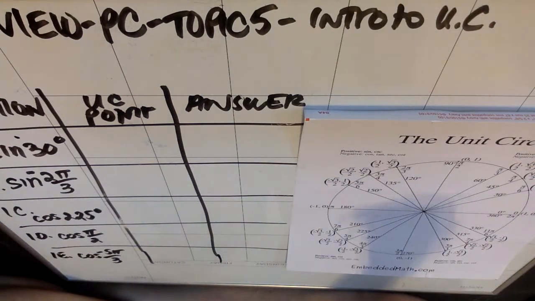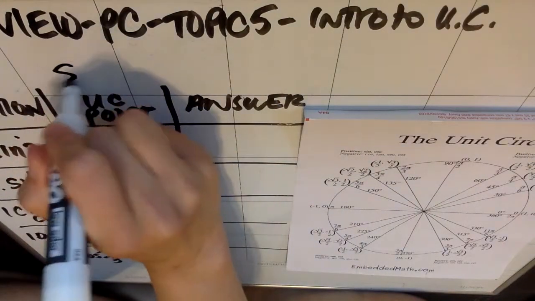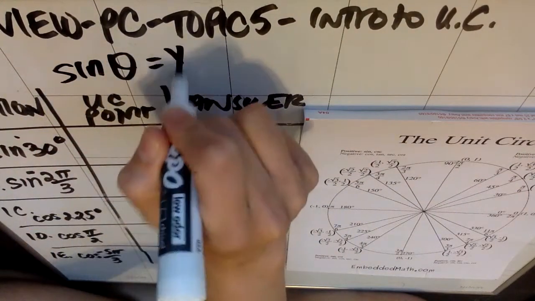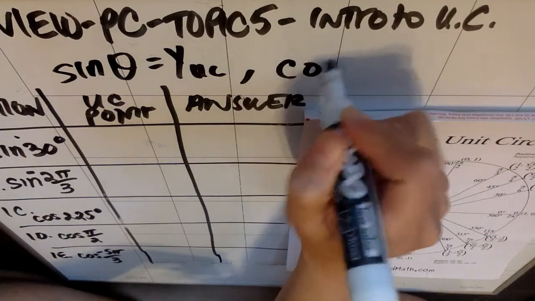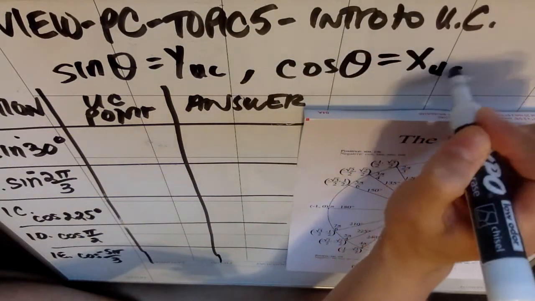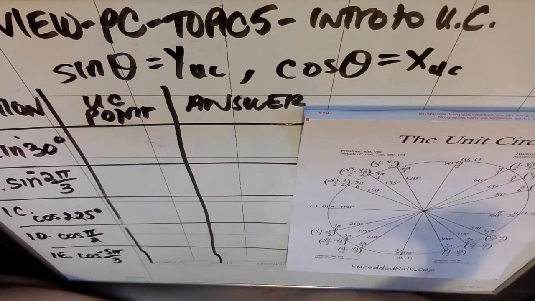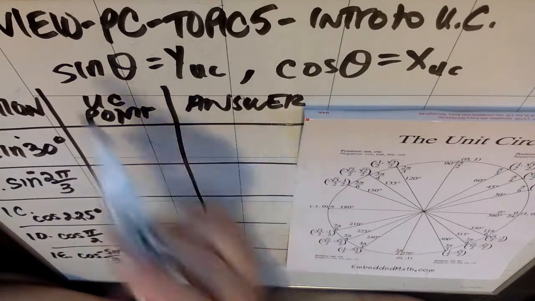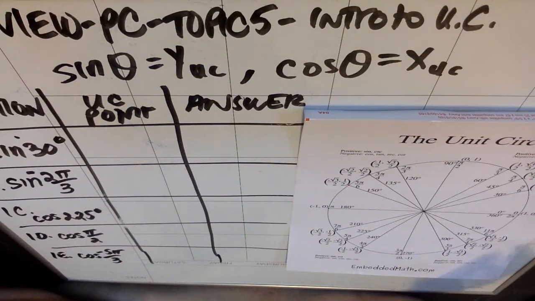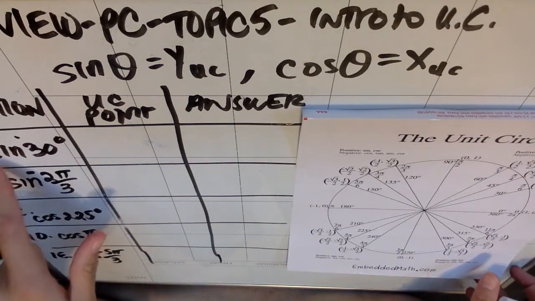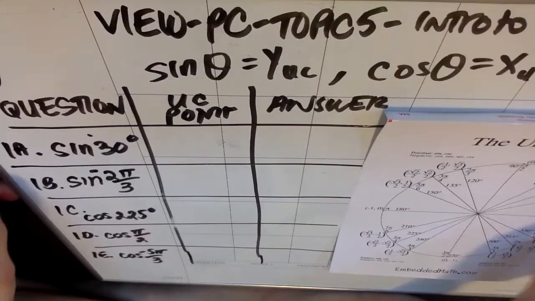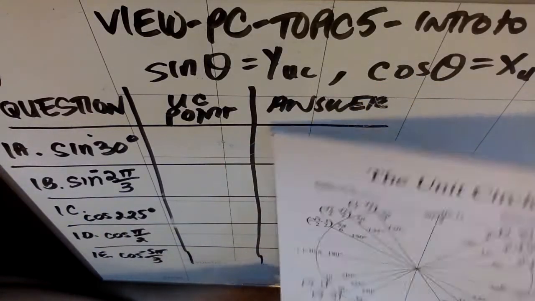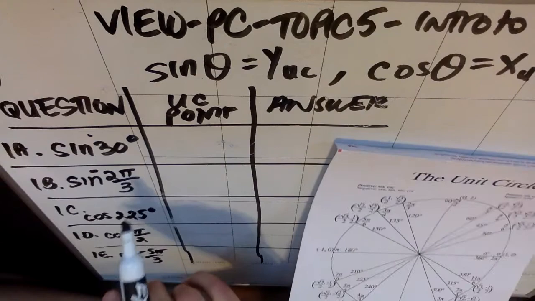So remember that the sine of some angle is the y on the unit circle, and the cosine of some angle is the x on the unit circle. I always remember it that it's alphabetical. X comes before y, and cosine comes before sine. So let's look at this first one, 1a, which asks you to evaluate the sine of 30 degrees.